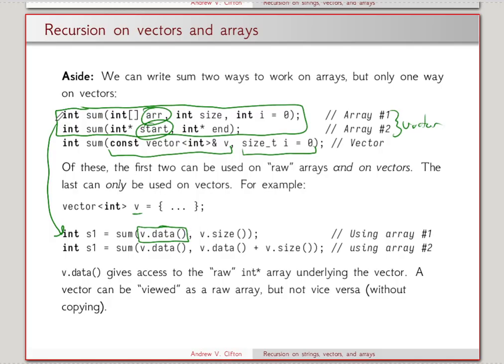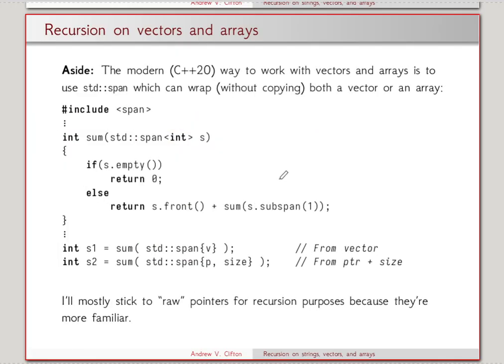So like of these sort of like three possible implementations, right? The array versions are more general because they work on arrays and vectors. The vector version only works on vectors. There's no way to sort of like take an array and apply the vector version to it without literally copying it into a vector there and using extra memory.